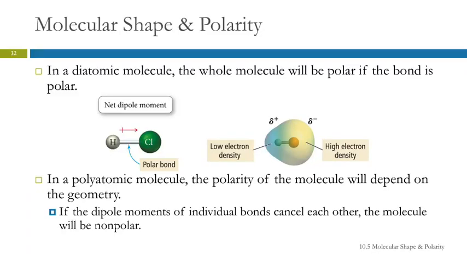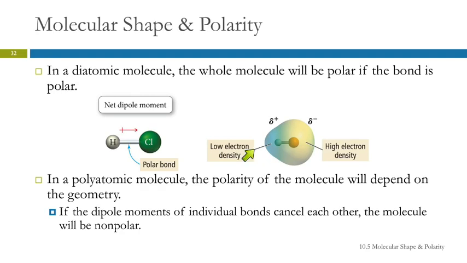Molecular shape and polarity. So we've talked about polar bonds. If you have a diatomic molecule, just two atoms, there's only one bond. If the bond is polar, the molecule is polar. And this comes about because the chlorine is more electronegative. It pulls the electrons over towards itself.